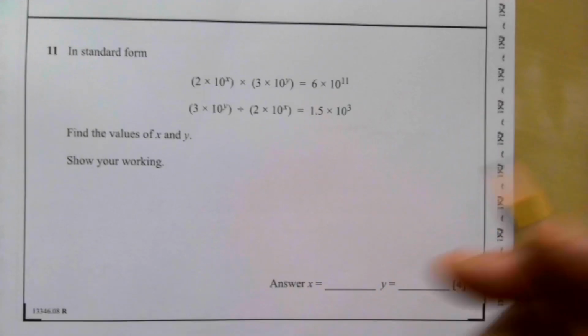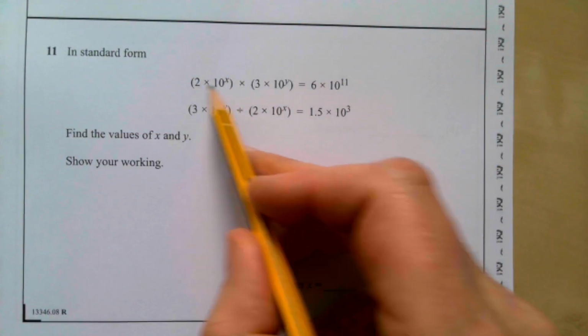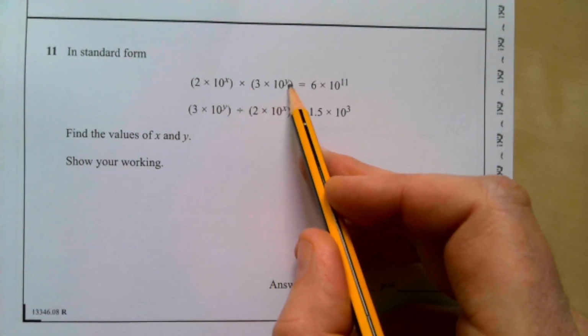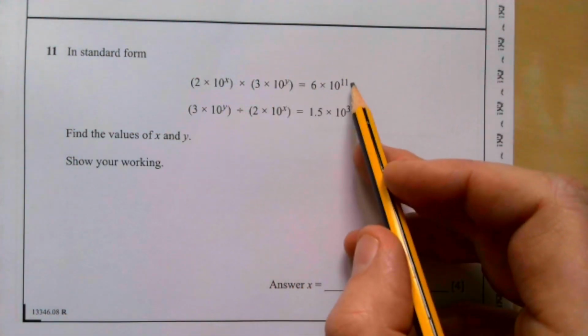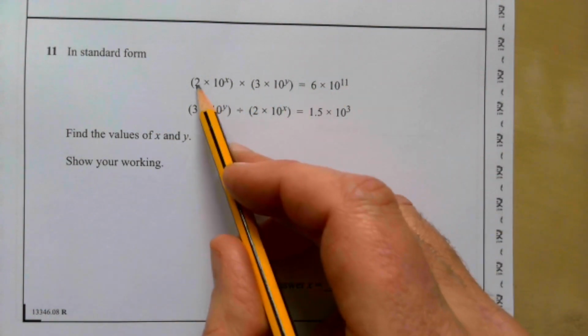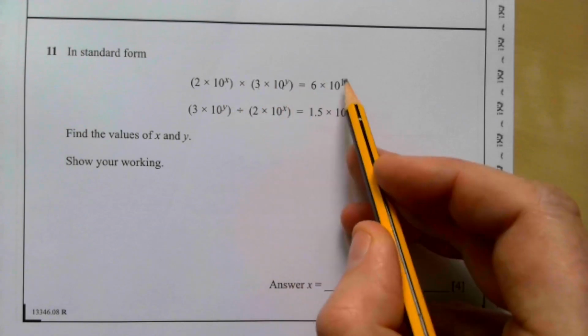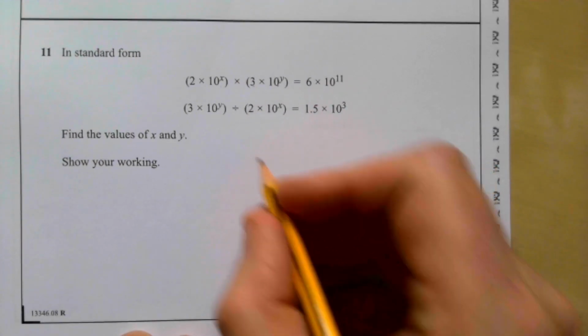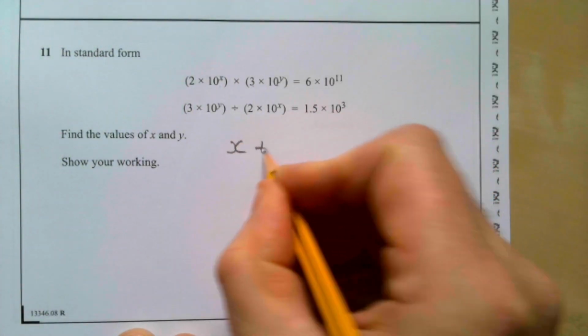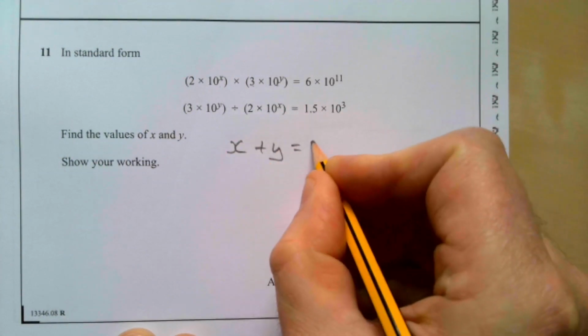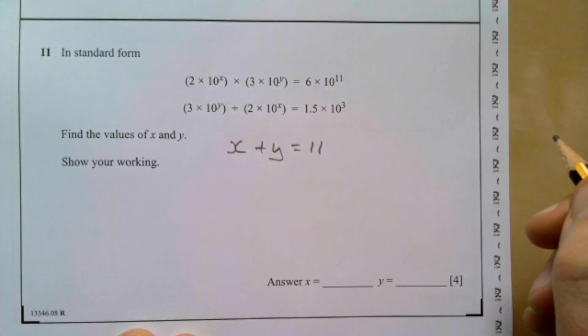Question 11 then. In standard form, 2 times 10 to the x times 3 times 10 to the y equals 6 times 10 to the 11. So the 2 times 3 gives us 6, so that's good. And that means if we just add these powers here, we're going to get that. So that actually means x plus y must be 11.